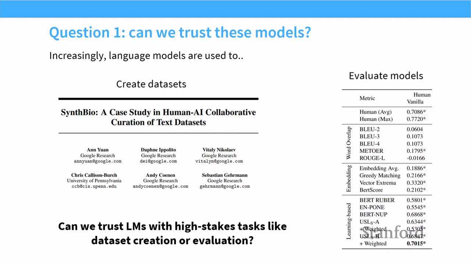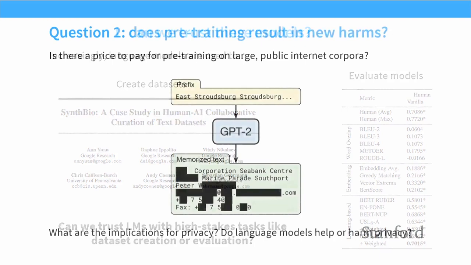On the right, some people have tried to use pre-trained language models plus fine-tuning as a way to evaluate models. That's also another high-stakes setting. So now we're applying these pre-trained language models to the most critical parts of the machine learning pipeline, data generation and evaluation. Are these models truly so good that we can use them in these kinds of high-stakes tasks? I want to answer that question in the first part of this talk.